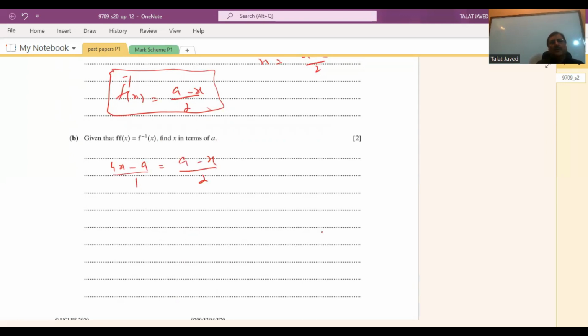So remember, whenever there is equality between two fractions, always use cross multiplication. So we will multiply this term, so this will be 8x minus 2a equal to a minus x. This actually is 9x equal to 3a. So x will be equal to a over 3.